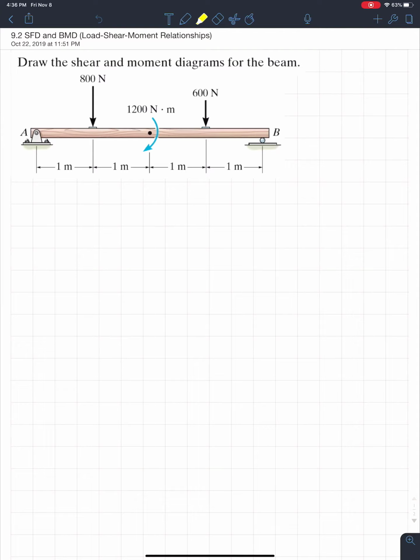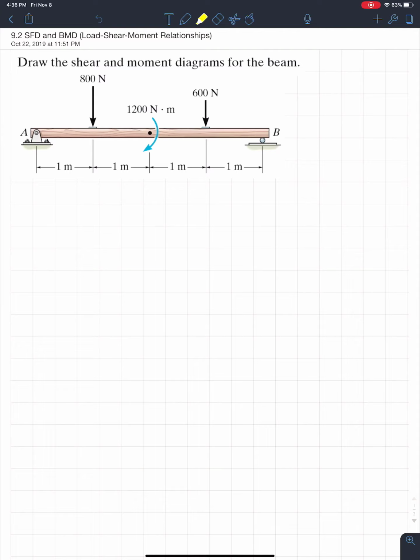There are relationships, as you'll see, between moment and shear diagrams. If you know the load, then you can find the shear diagram, and if you know the shear diagram, you can find the moment diagram. So that's what we're going to do here, and in this example, we're going to keep it very simple, and only deal with point loads and point moments, or concentrated moments, or as some people even call it, moment couples. So this is kind of the first step.